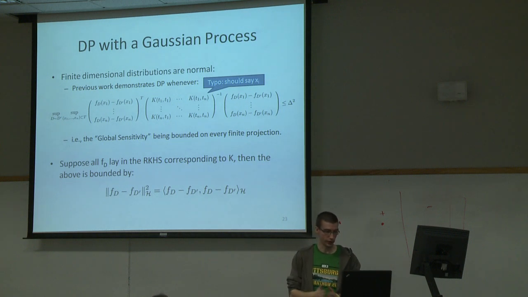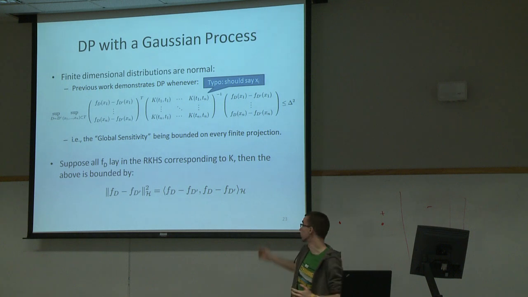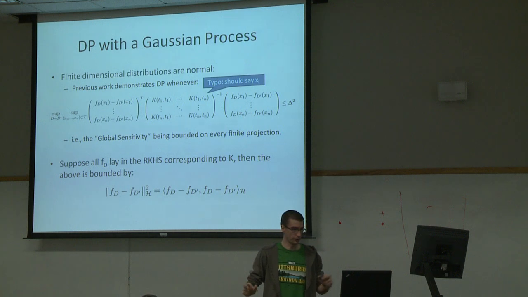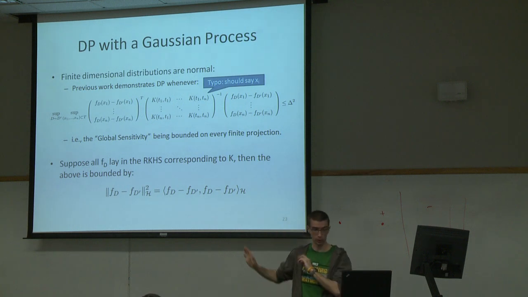Now, a technique which allows us to show a bound for this is if we suppose that all the functions lie in the reproducing kernel Hilbert space corresponding to the kernel K, which was the covariance kernel used in the Gaussian process. In this case, we find a valid upper bound for this term up above, given by the distance in the reproducing kernel Hilbert space, which I will define for you shortly. But this will hold for every finite dimensional projection.